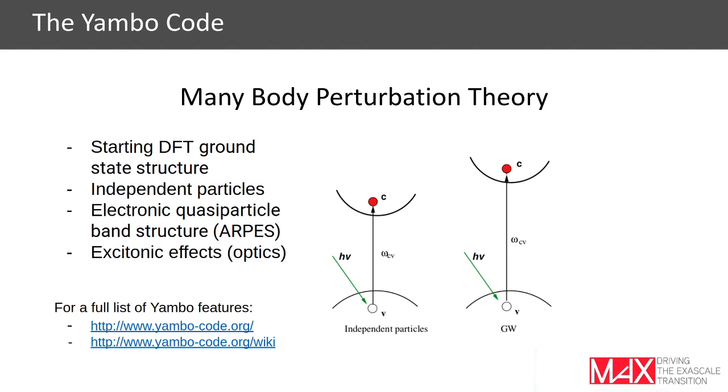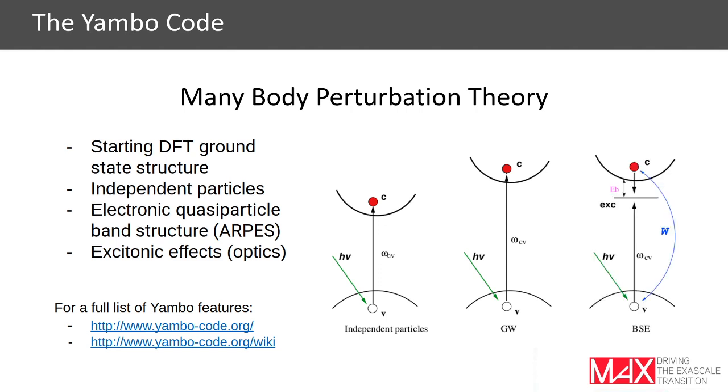Yambo is a many-body perturbation theory code with which you can compute electronic and optical properties of a material. Suppose you have studied a system with density functional theory, DFT, and so have obtained the ground state structure. Then suppose you now want a correct picture of the electronic properties by taking into account many-body effects like screening. Yambo is the right tool to do that. Indeed, starting from DFT results, with Yambo it is possible to compute the electronic band structure using the so-called GW approximation.